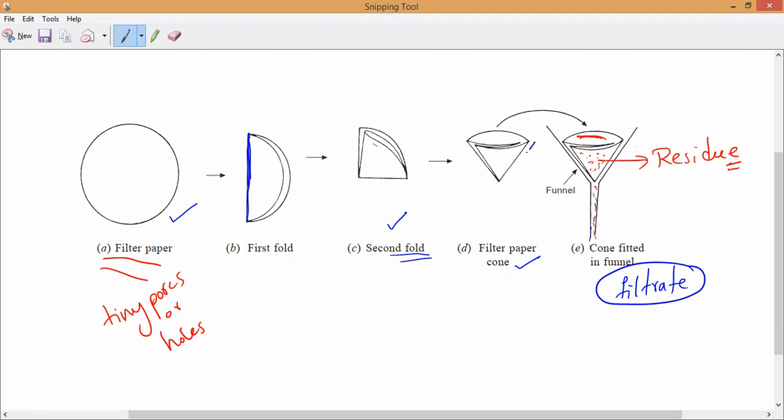Is it yes or no? It is getting the shape of the funnel. So exactly you can fix it in the funnel. Is it okay, guys? This is the fourth step: the cone fitted in a funnel.